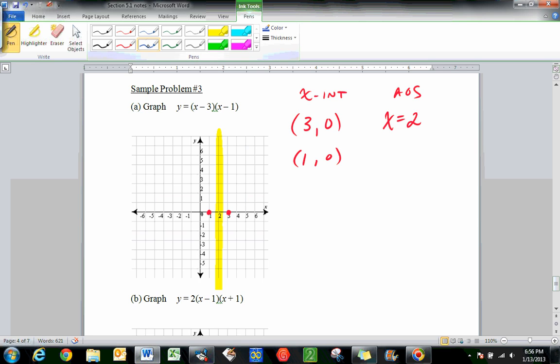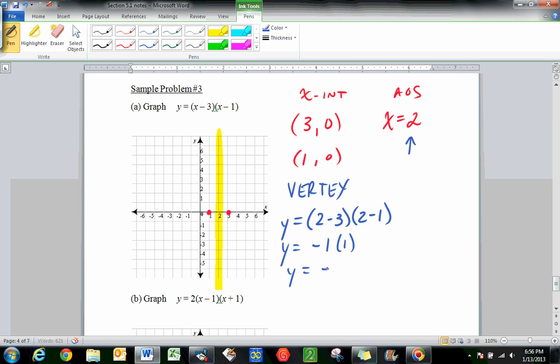Now, at this point, in order to finish our parabola, we're going to need to come up with a vertex. So for our vertex, we know that the x value is going to be the same as the axis of symmetry, which is the 2. So we want to take that value and plug it in for all the x's in the quadratic function. And when we do this, we get a y value of -1. So with a y value of -1, that's going to give us a vertex of (2, -1), and we can plot that.